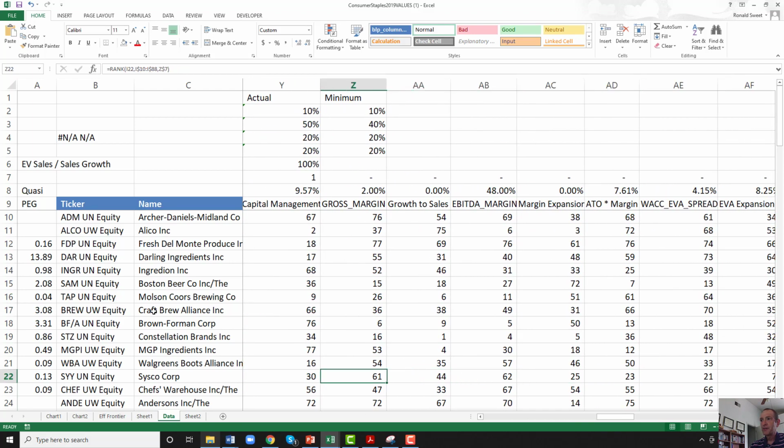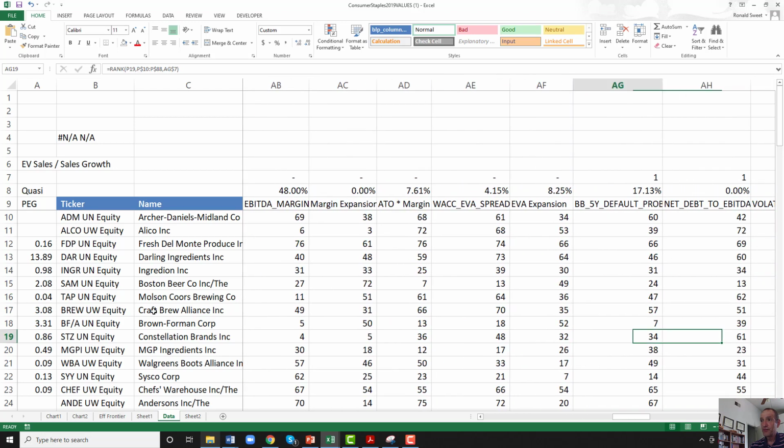On capital management, you can see Alcoa does really well. Gross margins, as you can see, one of the brewers has a really high gross margin. EBITDA growth, you can see Constellation Brands has really high growth. That could be because they've done quite a few acquisitions, so that could be part of that. You can see the two brewers, Brown-Forman and Constellation, rank really high on EBITDA margin, and Constellation shows really good improvement in the expansion of their margins.